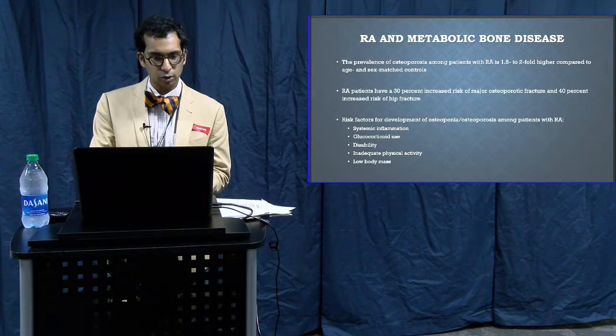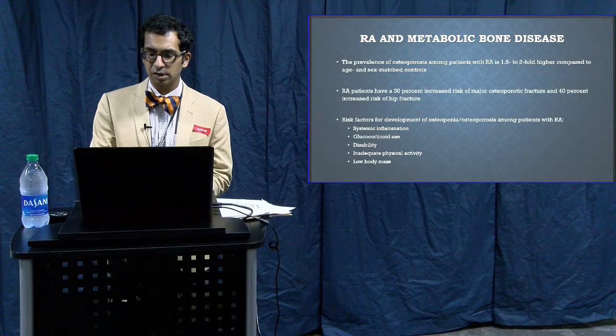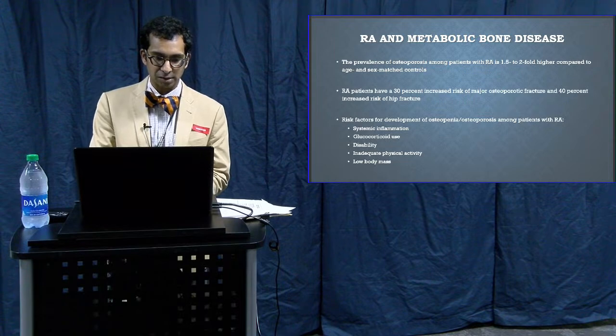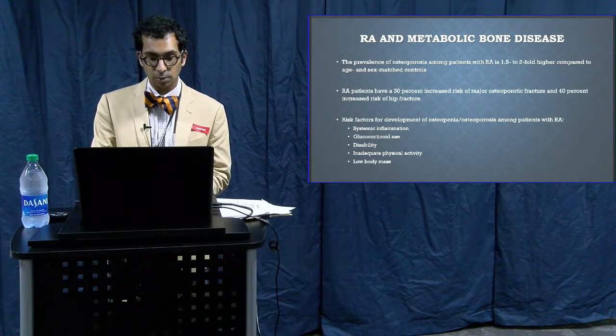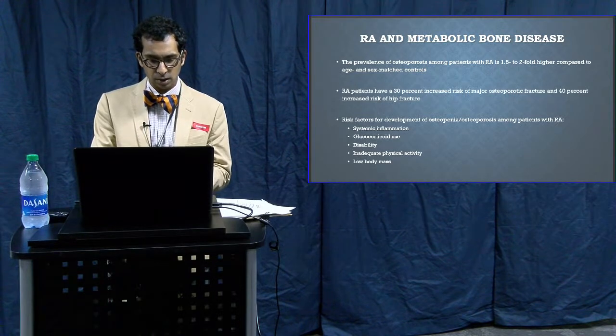So in terms of rheumatoid arthritis and metabolic bone disease, a lot of studies have shown there's an increased risk of bone loss and fracture in patients with rheumatoid arthritis, and the prevalence of osteoporosis among patients with rheumatoid arthritis is up to 2-fold higher compared to age and sex-matched controls. RA patients have up to a 30% increased risk of a major osteoporotic fracture and 40% increased risk of hip fracture. Some of the risk factors for developing some of these complications of metabolic bone disease I've listed here.